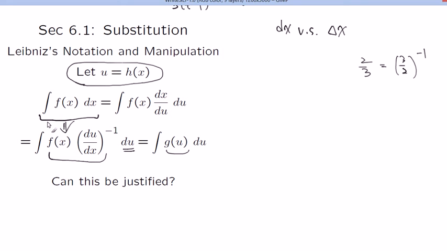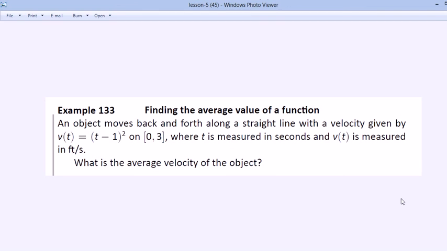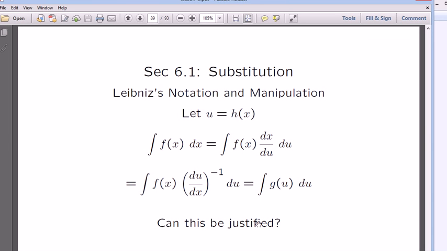So I claim this way you calculate a lot faster. This manipulation makes no sense anyway because dx, dy is not a number. I will justify this part separately, just as a statement. Is this justified? We can just prove it. Right now, we're going to focus on examples.